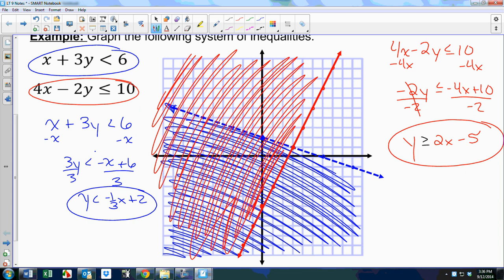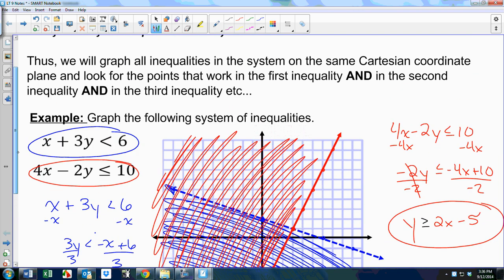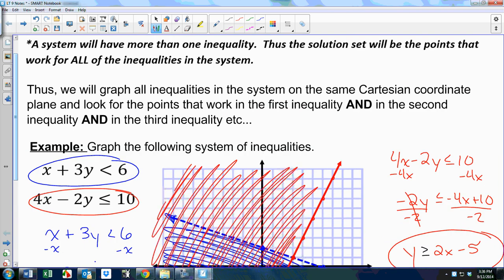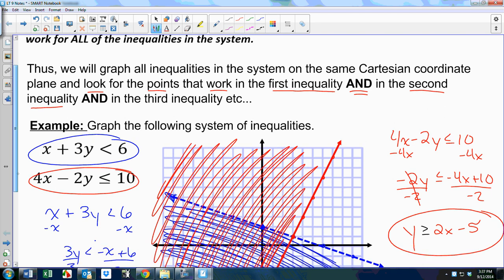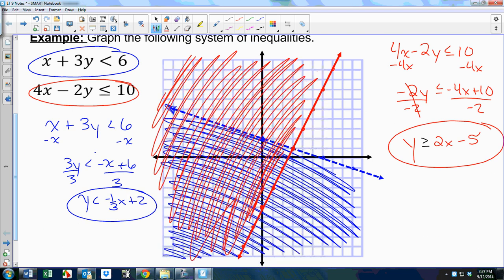And that represents all of the points that work for the second inequality in this system. So now we interpret using the words we set up here. We're going to have our final answer look for the points that work in the first inequality and in the second inequality. Since there's not a third, we're just looking for what points work in both. And that's going to be where they overlap, where the blue and the red shading is overlapping.